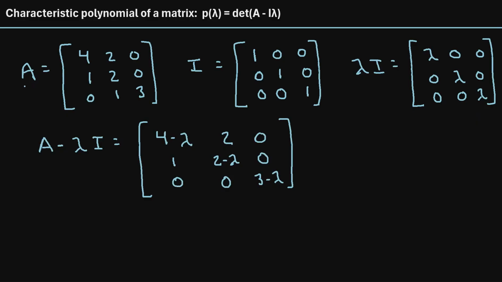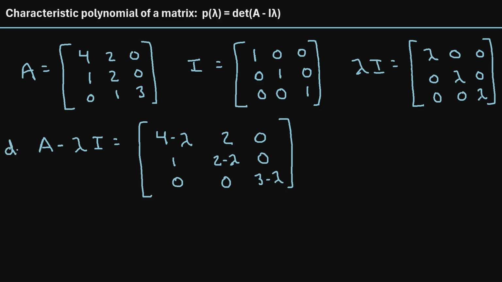So then if we do matrix A minus lambda times I, here's what we get. Essentially, we're just subtracting lambda from each of the original diagonal values from matrix A. So the last step to find the characteristic polynomial is we want to find the determinant of this.